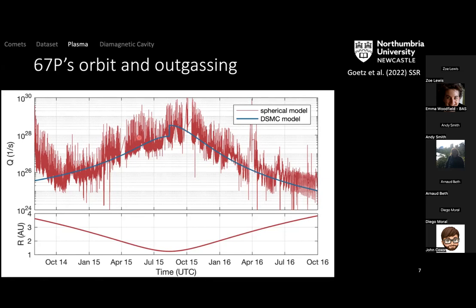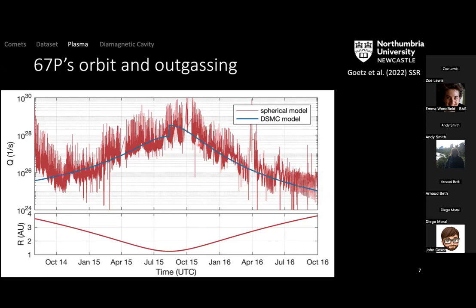So that's the red line, and you can see that it varies quite a lot. We very clearly have a peak around perihelion, so perihelion is here. And then the gas production rate goes up to 10 to the 29 at the most. As the comet is far away from the sun, we have very low gas production rates. But here at the end, for example, you can see that the DSMC model underpredicts the gas production rate a bit. And this is simply because the spacecraft was much closer to the comet in these last couple of months.